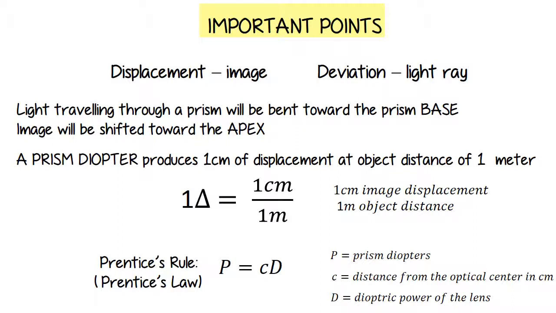Light traveling through a prism will be bent towards the base. Definitely remember that. The image will be shifted towards the apex. Okay. And one prism diopter produces 1 centimeter of displacement at an object distance of 1 meter. That's the formula right underneath it. Remember that. And Prentice's law, okay, which is prism diopters equals the distance from the optical center in centimeters times the dioptric power of the lens. And we haven't talked about that, so let's talk about that right now.